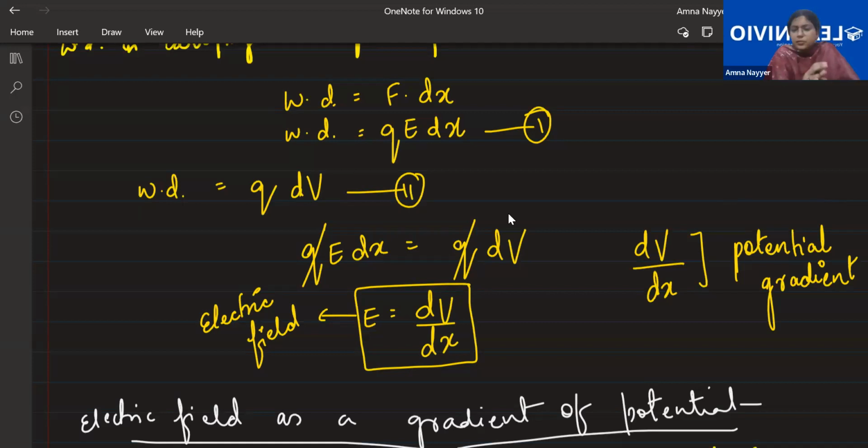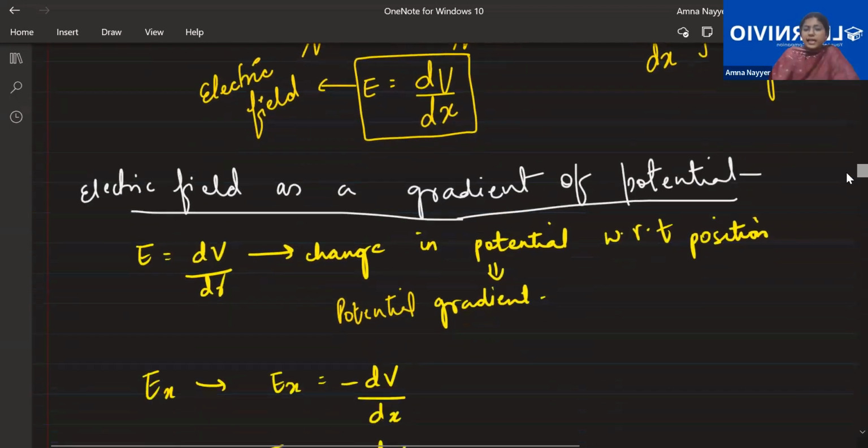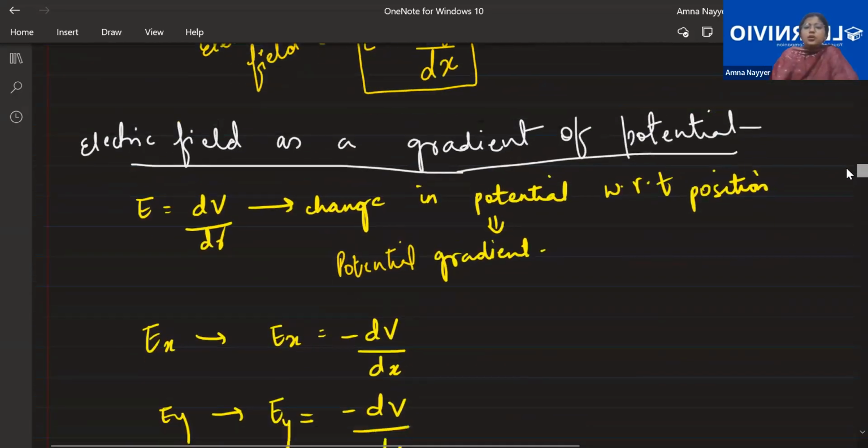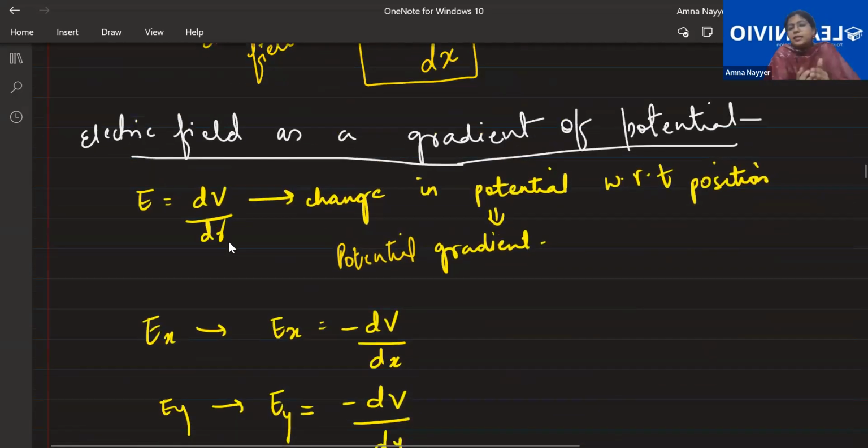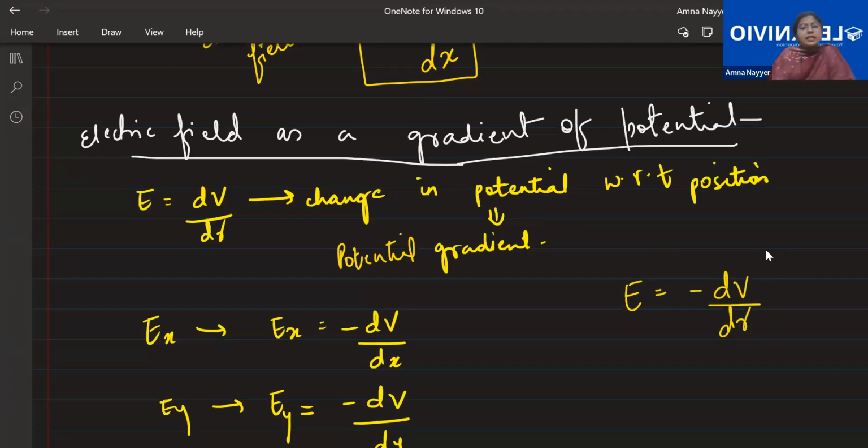dV is written for a very small charge. If you have a significant difference, you can write it as delta V by delta X also, right? So dV by dr is what? This is basically the change in the potential with respect to the position. The formula is not this. We write this as minus dV by dr. A negative sign is also present in the formula.